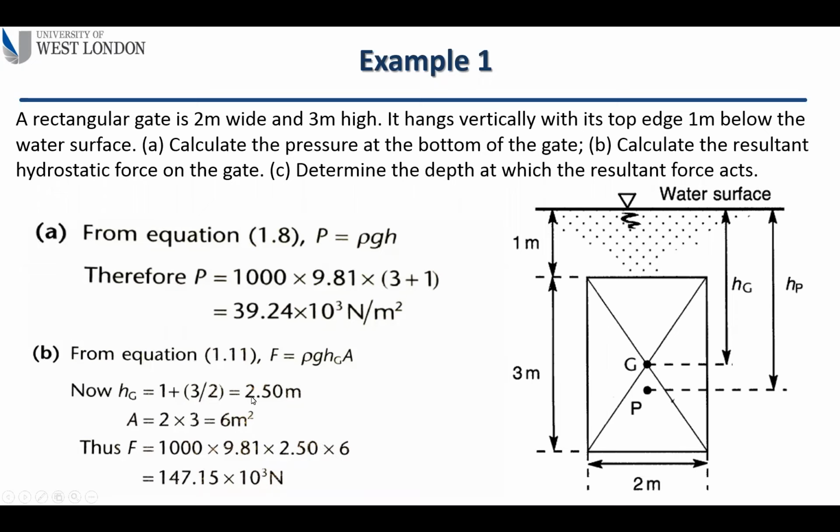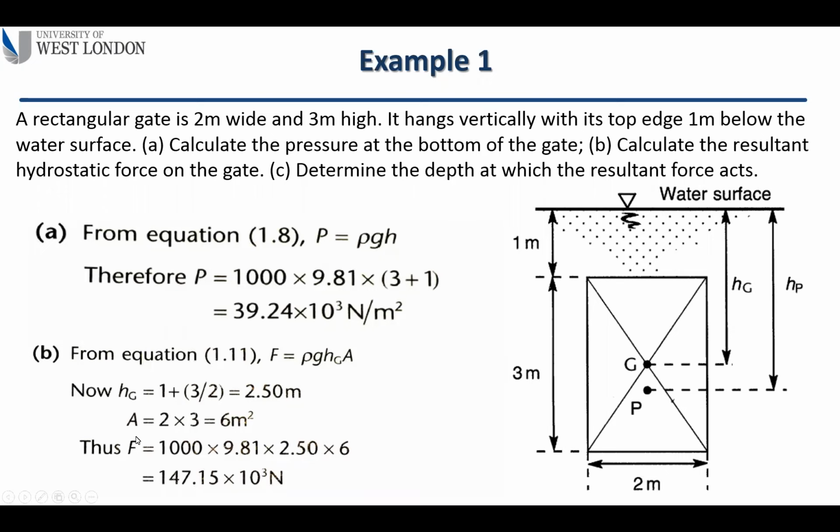Eventually, for the force, you substitute all the values into the formula: 1,000 for the density of the water, 9.81 for gravity acceleration, and h_G is 2.5, the 1.5 here plus 1 meter here, which we calculated, the vertical depth of the center to the water surface, times the area, which is 6 square meters. And the resultant is 147.15 times 10 to the 3 newtons.